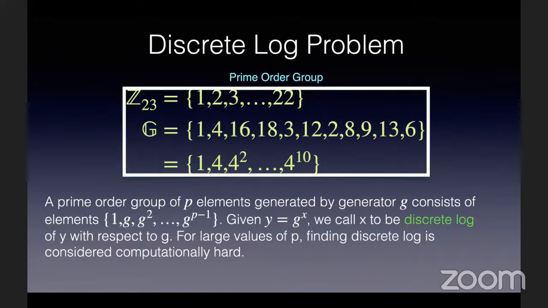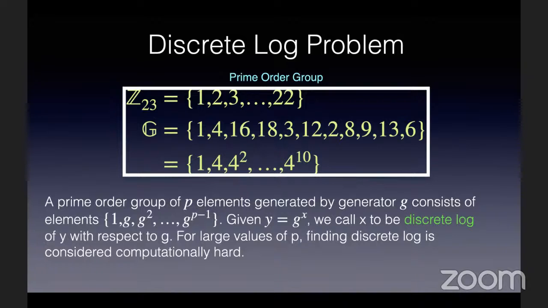Now, the interesting part is if we are given y, which is g to the power x, we call x the discrete log of y with respect to g. So this is just like we normally define log, right? Except that we are working over discrete numbers, so we call it the discrete log. So x is called the log of y with respect to base g.